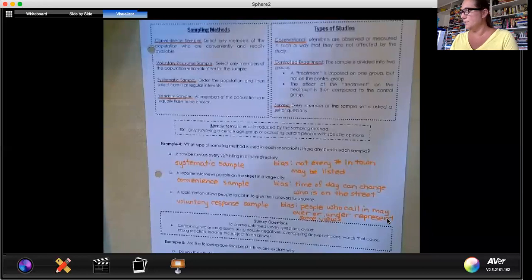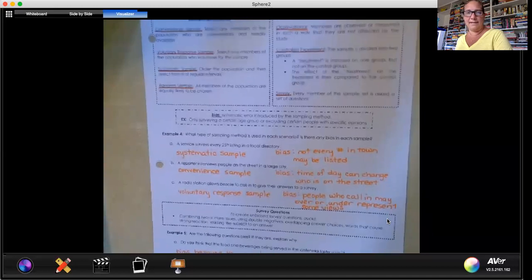An observational study is where members are observed or measured in such a way that they're not affected by the study. A controlled experiment is where the sample is divided into 2 groups, a treatment group and another group, and then you look at the effect of the treatment. And then there's a survey, where every member of the sample set is asked a set of questions.